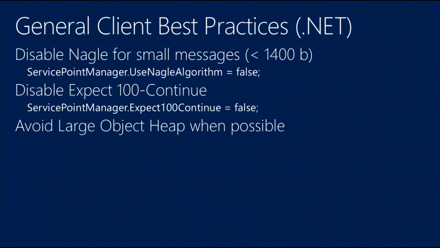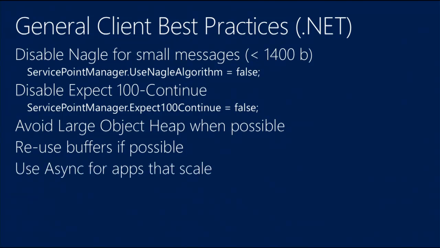Anything over 85,000 bytes will go in the large object heap. This is more expensive. You can read more about that online if you wish. Reuse buffers if possible. We're going to show you a great demo of how to hook up the existing WCF buffer manager to the client very, very simply in a few lines of code. This will dramatically improve performance and reduce time spent in GC.